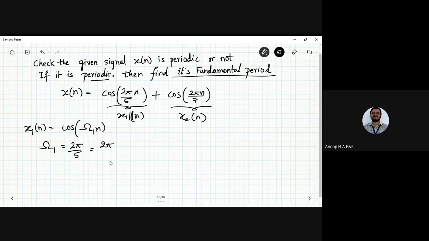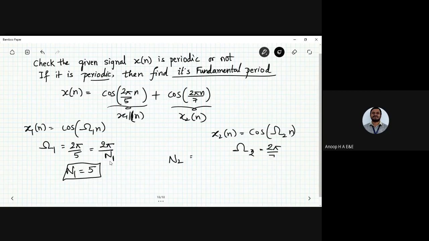You can take the general form as 2 pi by n. Let me take it as n1. The value of n1 is 5. The fundamental period of the first signal is 5. Similarly, x2 of n is cos of omega 2 n, where omega 2 is 2 pi divided by 7, that is 2 pi divided by n2. So n2 is 7. I have got n1 as 5 and n2 as 7.